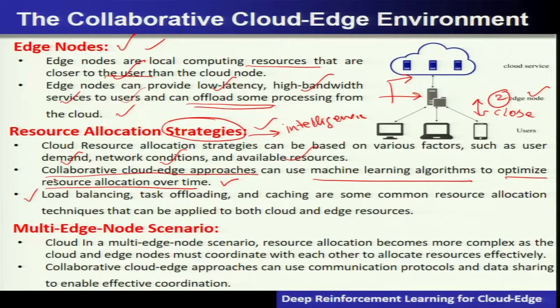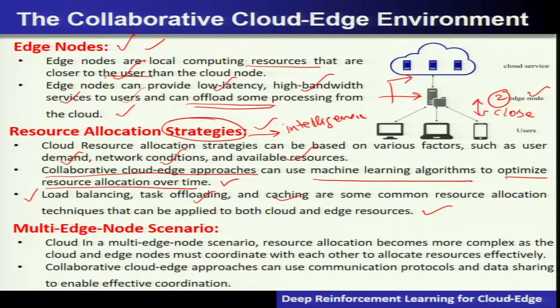Now besides this, the resource allocation strategy also has to support network load balancing, task offloading, and caching. So these objectives for load balancing, task offloading, and caching are some of the very common resource allocation strategies that can be applied to both the cloud as well as the edge resources.